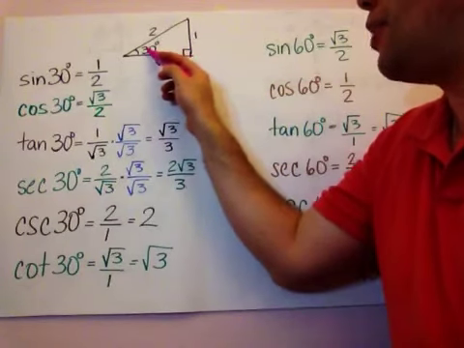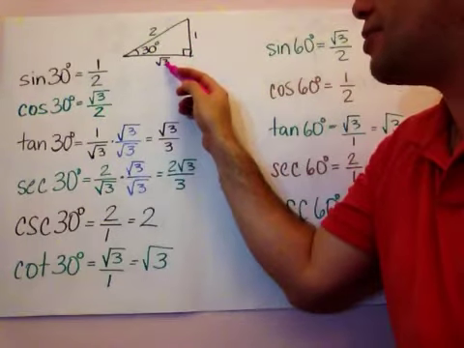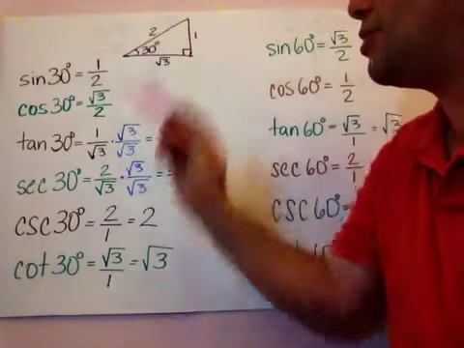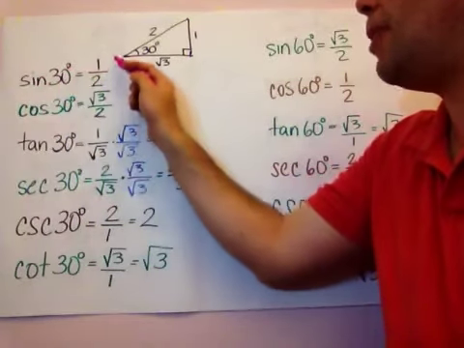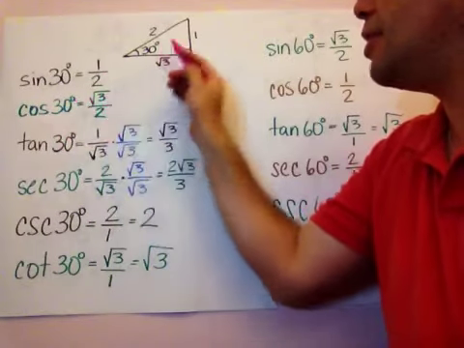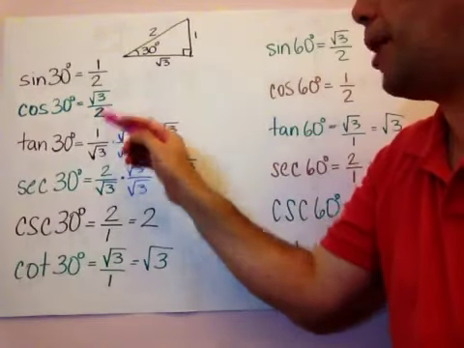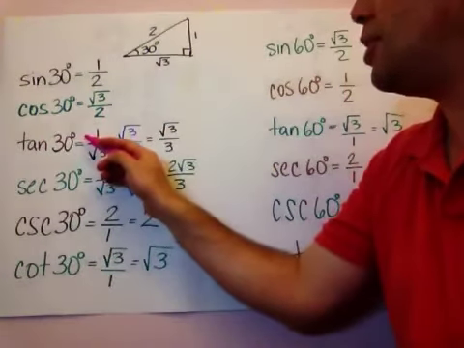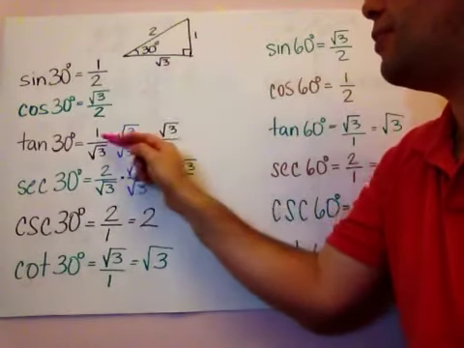So we have that for the 30-degree angle, the opposite is 1, and the adjacent is square root of 3, and the hypotenuse is, of course, 2. So we have sine of 30 degrees is opposite over hypotenuse, 1/2. Cosine of 30 degrees, it's adjacent, square root of 3 over 2, the hypotenuse. Tangent is opposite, 1 over adjacent, square root of 3.